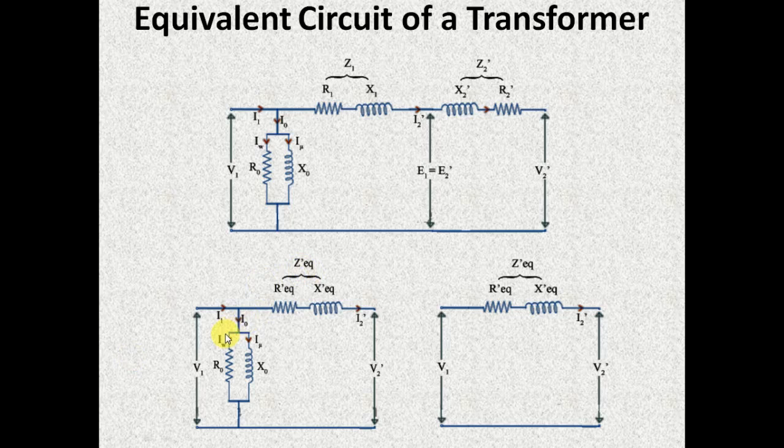As I told you, the value of I0 is very small. We can simply neglect this branch also. Then the equivalent circuit can be drawn like this. This is actually the final equivalent circuit of the transformer.